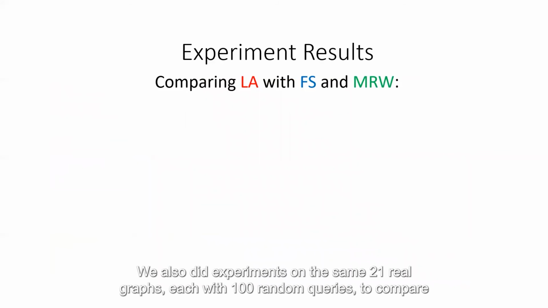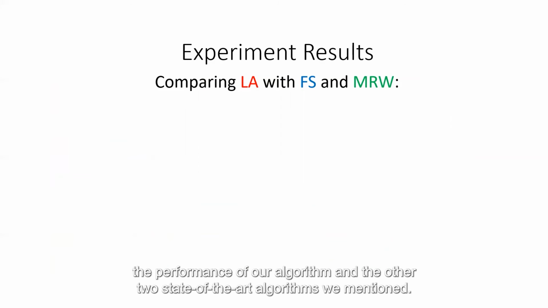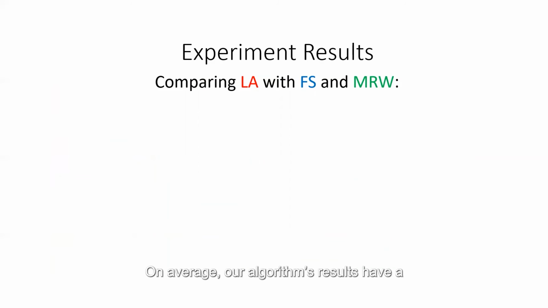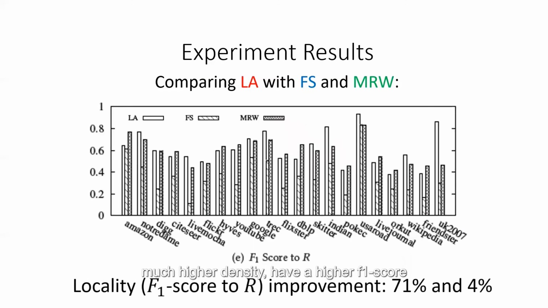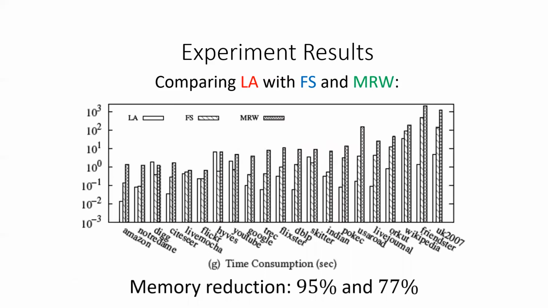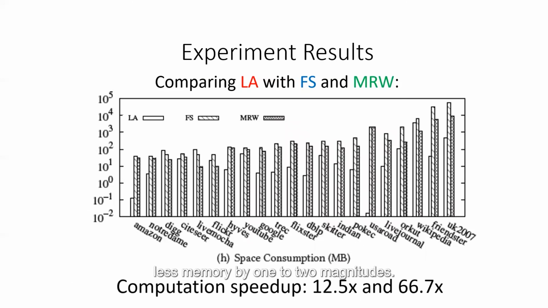We also did experiments on the same 21 real graphs, each with 100 random queries, to compare the performance of our algorithm and the other two state-of-the-art algorithms we mentioned. On average, our algorithm's results have a much higher density and a higher F1 score to the query set, especially when compared with FS, which indicates a better inclusion. Our algorithm is also faster and uses less memory by 1 to 2 orders of magnitude.